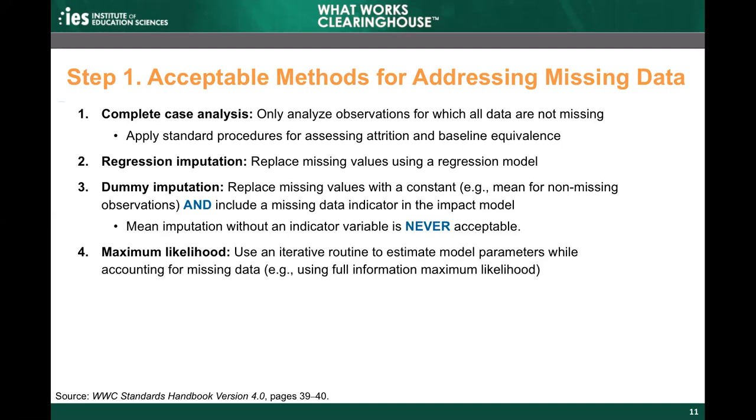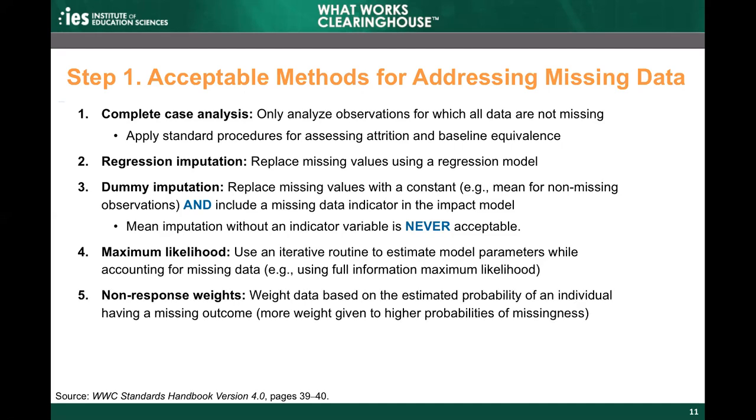The fourth method is maximum likelihood, and in this method, we use an iterative routine to estimate model parameters while appropriately accounting for missing data. And the fifth method is the use of non-response weights. In this case, data are weighted based on estimated probabilities of having a non-missing outcome. Higher weights are given to participants with a higher probability of having missing outcome data.